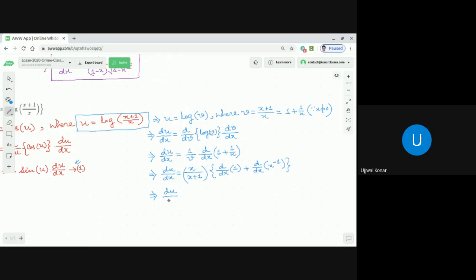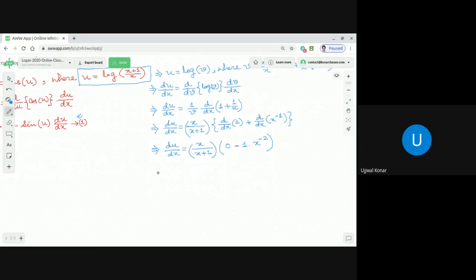All right. du/dx is equal to x by x plus 1 into d/dx of 1, which is 0, plus d/dx of x to the power minus 1, which is minus 1 into x to the power minus 2. In fact, I don't need to give the second bracket; the first bracket is sufficient. Correct or not?